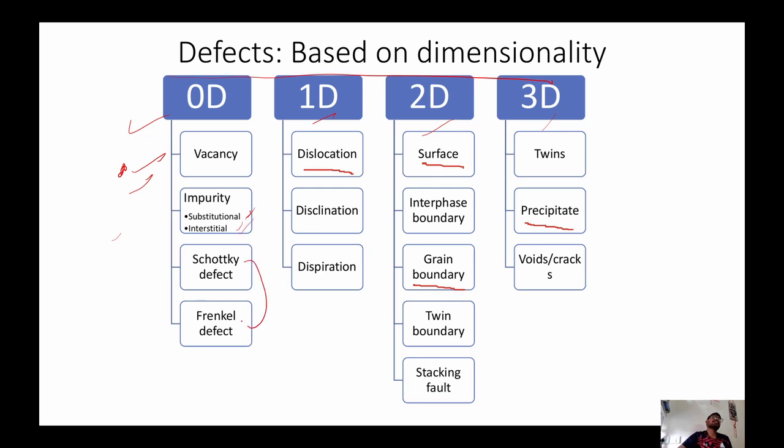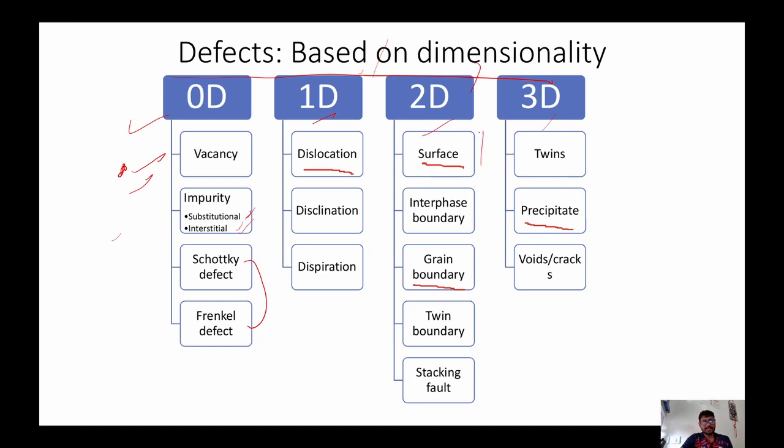Schottky and Frenkel defects generally come in ionic crystals, which we will see. And 1D defects are dislocations. Dislocations are when a line of atoms is missing from its lattice points, so from the crystalline structure there comes a dislocation. A one-dimensional dislocation is there, and two-dimensional is like a sheet of atoms not present, like four or more atoms not present, then it becomes a two-dimensional defect.